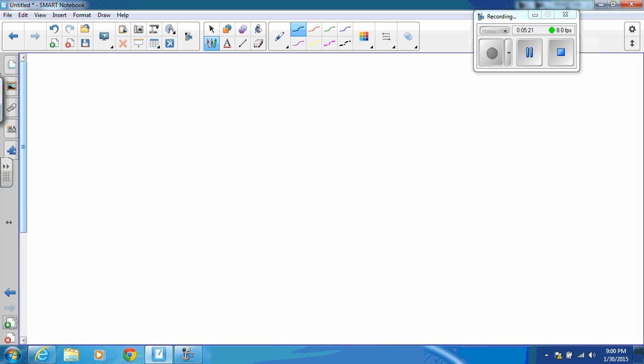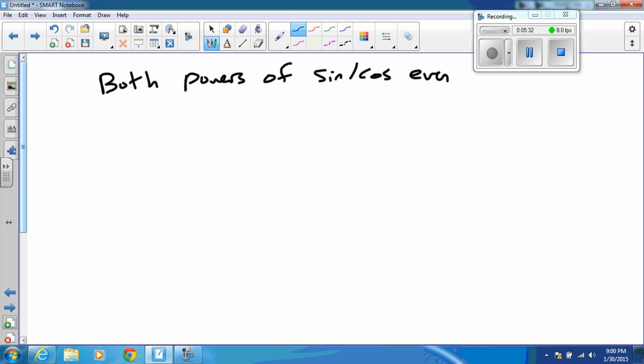The only place where this gets tricky is if I don't have an odd power of sine or cosine. If both powers are even, then I have to resort to double angle identities. So let me remind you of those. The double angle identities look like this.